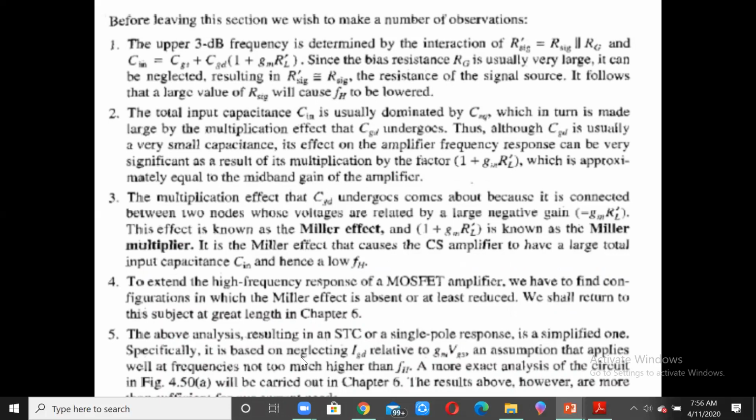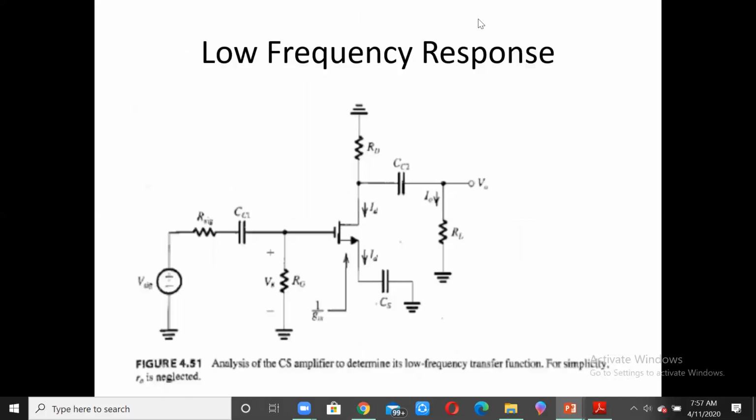So specifically it is based on neglecting IGD relative to gm VGS. It can be considered in this way also, that we are neglecting IGD relative to gm into VGS, an assumption that applies well at frequencies not too much higher than FH. A more exact analysis can be done, and this is out of the scope of our syllabus. However, whatever results we have got are sufficient for our consideration. So in part 2, we will consider the low frequency response.